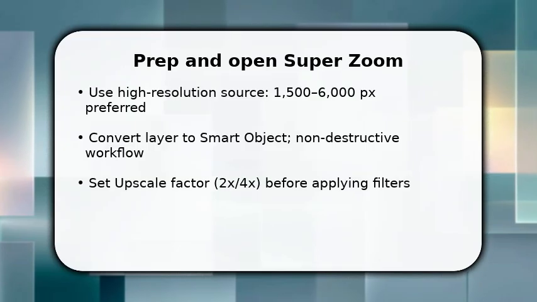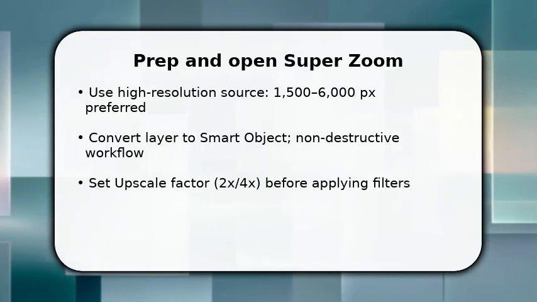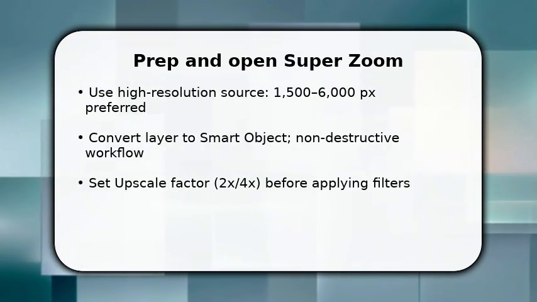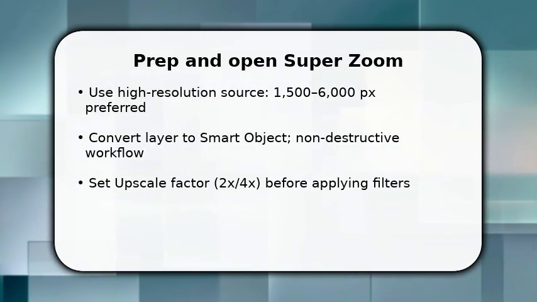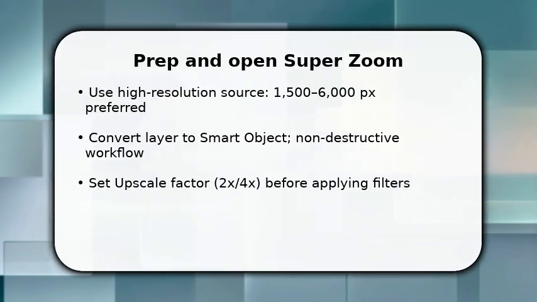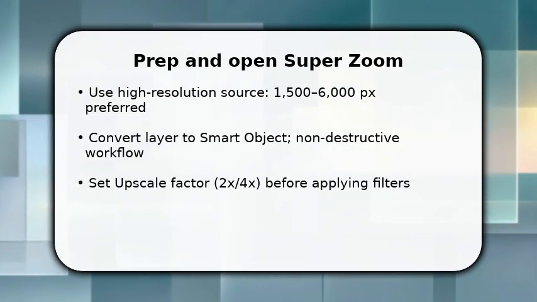You start by opening your high-resolution image and converting the layer to a smart object so every change stays reversible. Once done, check image dimensions and pick an upscale factor, 2x for minor detail, 4x for heavy enlargement.